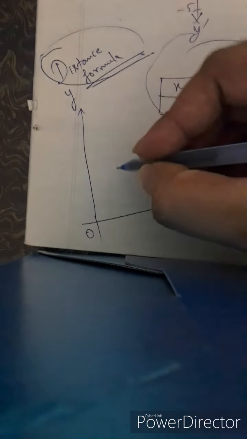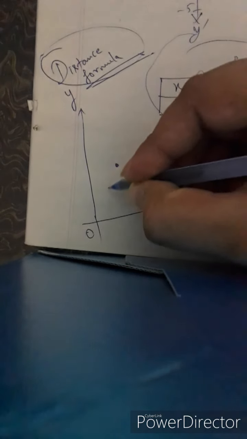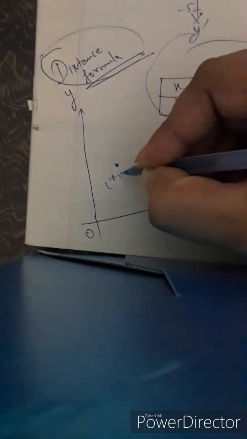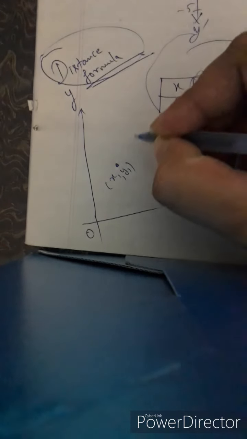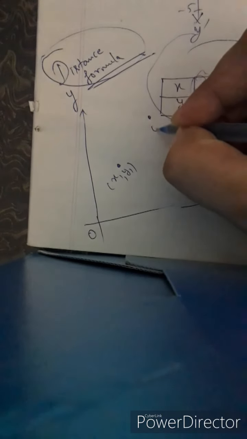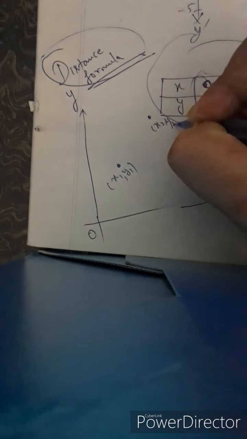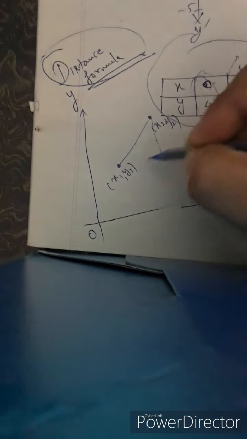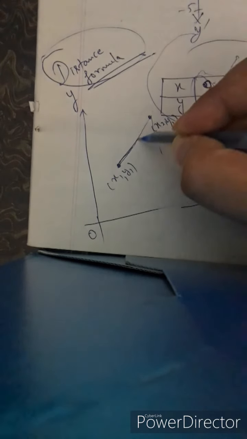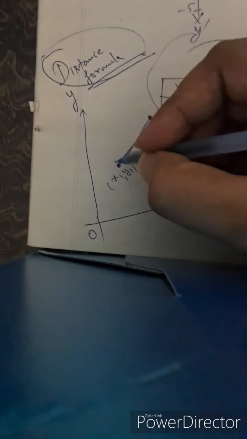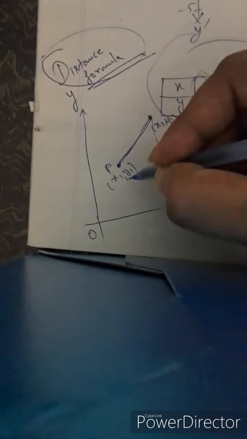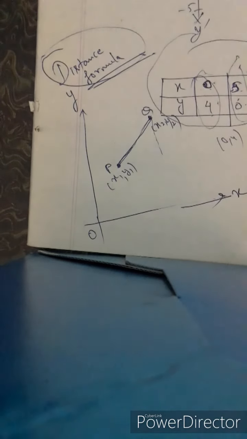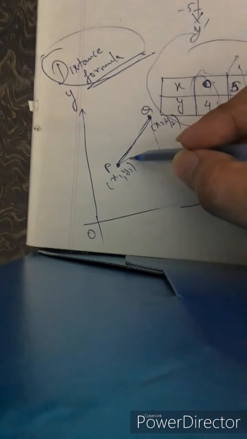So now taking a look at the distance formula, the distance between two points. Suppose two points are there, P is (x1, y1) and this point Q is (x2, y2). We have to find this distance, that is PQ, by the distance formula. How do we do that?